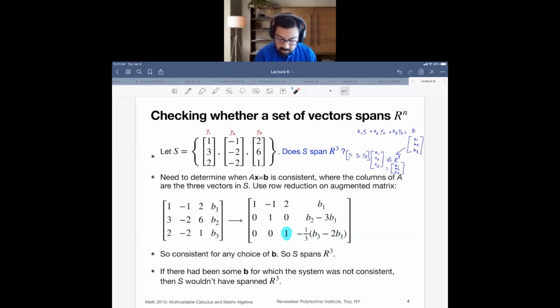So as long as we were over here, with B1, B2, B3 and this being a 1, you could reach anywhere, right? So if you wanted to reach, say, 1, 2, 3, where B1, B2, B3 are 1, 2, 3, you can put it over here, and you know you will be able to reach there. You can find K1, K2, K3 to reach there. But if you had something in which B3, all of this, was going to a 0, you would not be able to reach that. So the system wouldn't have spanned the entire R cubed space.